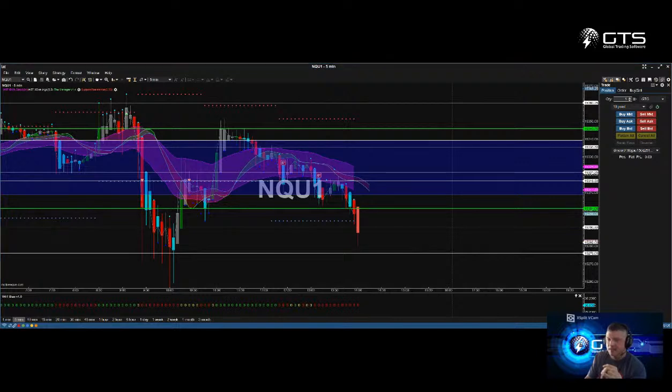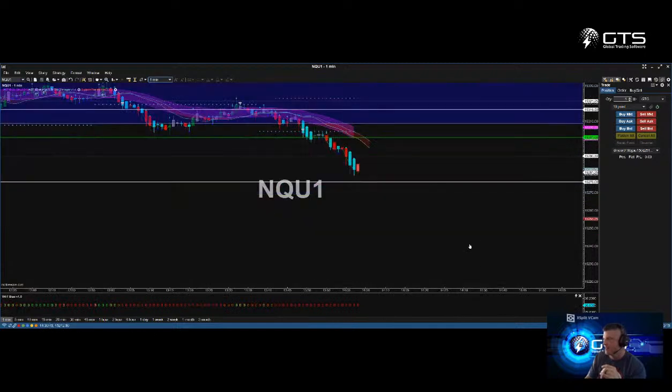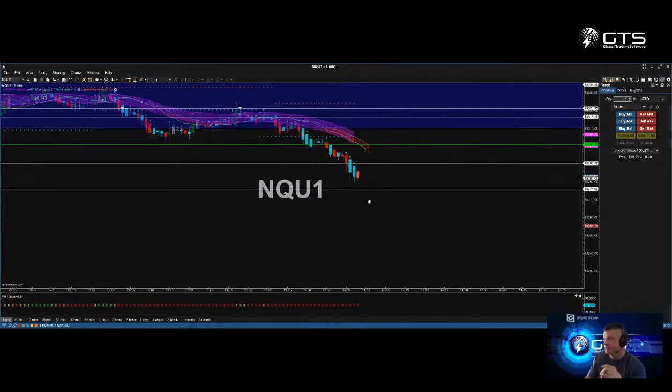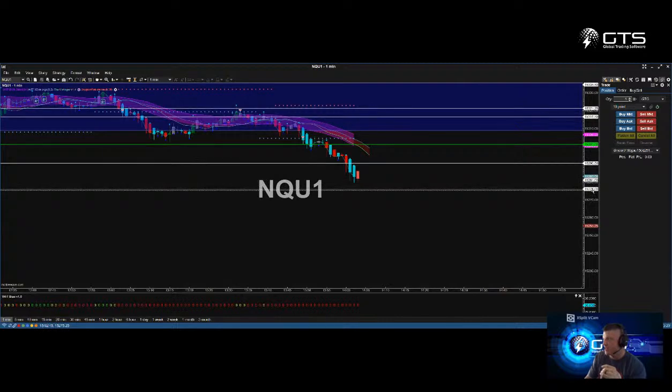Let's look at, I tell you what, let's switch over to the 1 minute here. Just continuing. Look at that. We may see a break of the 76 support zone right there.